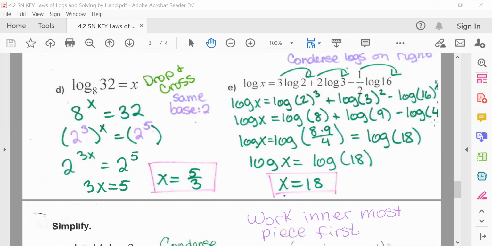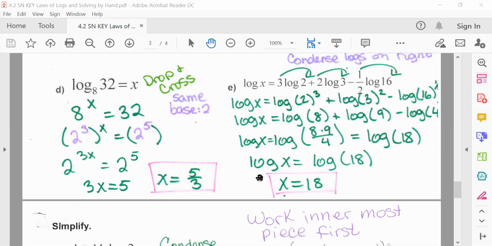Now, condense this into one single log. The log of 8 is added to the log of 9. So when we condense that into one log, it's 8 times 9. Then we're subtracting the log of 4, so that 4 gets divided inside the single log. 8 times 9 over 4 is 18.